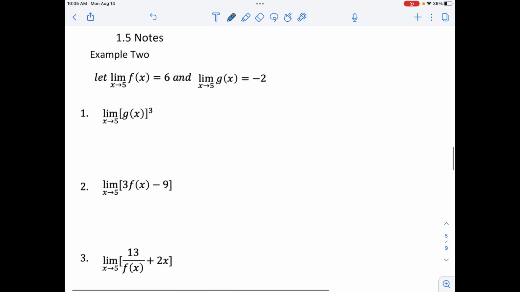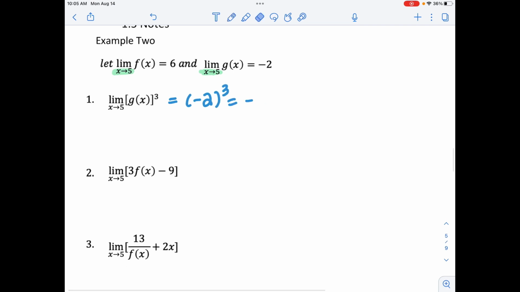So this one says, let the limit as x approaches 5 of f of x equal 6, and let the limit as x approaches 5 of g of x equal -2. I think these are the same values from last time. We're just doing more problems. So this one is concerned about the limit as x approaches 5 of g of x cubed. So we're going to do -2 cubed, and that equals -8.